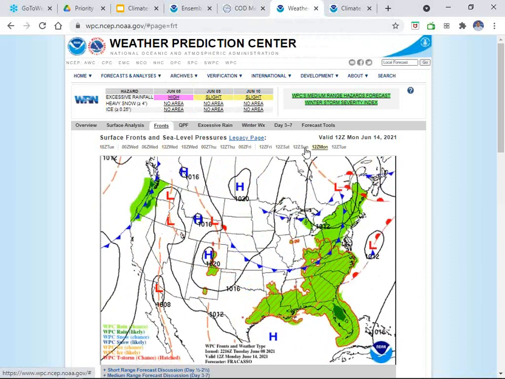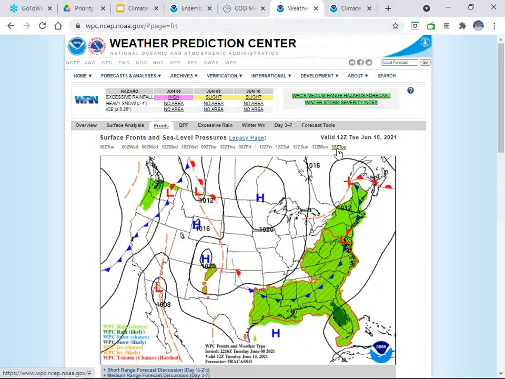Another cold front looks to come through Monday to Tuesday. So maybe some showers early next week, but certainly looks like the heat's kind of going away. And behind that, another nice Canadian high pressure. So maybe some nice seasonable weather for the middle of the month here.